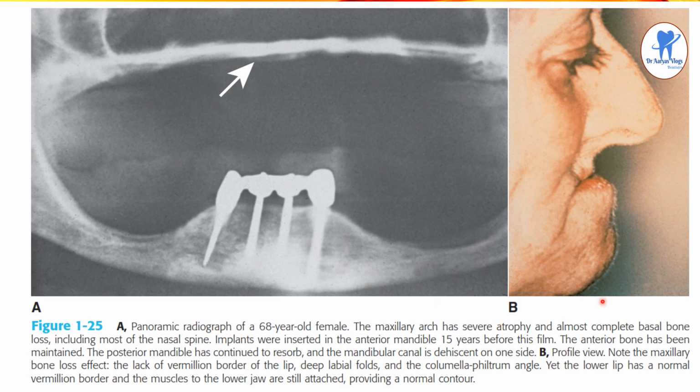This is the profile view of that patient. Note the maxillary bone loss effect, that is lack of vermilion border of the lip, deep labial folds and columella philtrum angle. Right? The lower lip has a normal vermilion border and the muscles to the lower jaw are still attached, providing a normal contour.